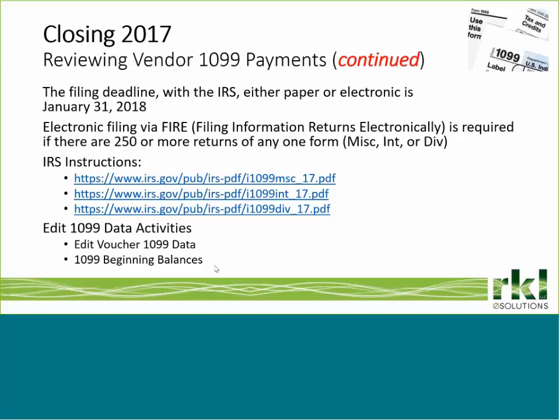Likewise, if there were payments that you made to your vendors outside of 500, so if you happened to migrate from some other system into 500 during the course of this year, you can use the 1099 beginning balances task to enter the dollar total of any payments that were made to the vendor before payments started occurring from 500 for that vendor.